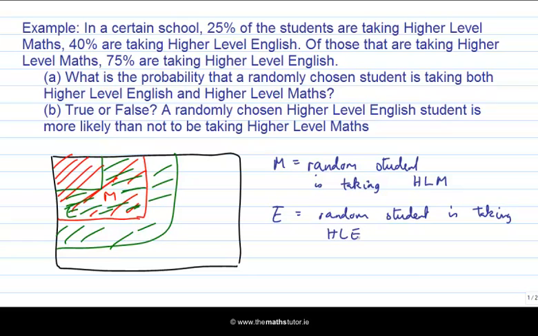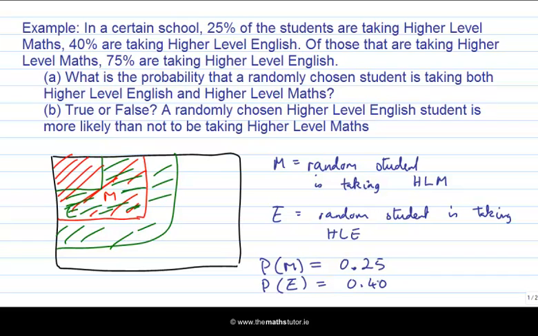So now this information that we're given, what does that mean in terms of probabilities? Well, the probability that a random student is taking higher level maths is 0.25, because 25% of the students are taking higher level maths. So if we choose one randomly, the probability that we get one inside the set M is 0.25, and the probability that we end up inside the set E is 0.4, 40%.